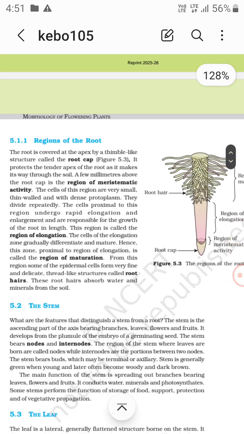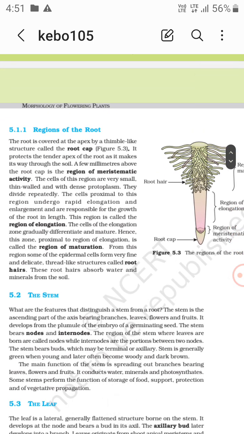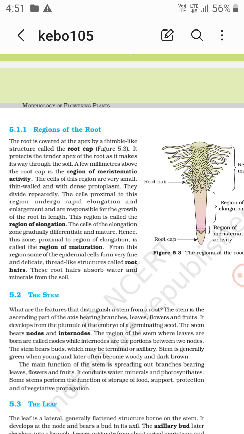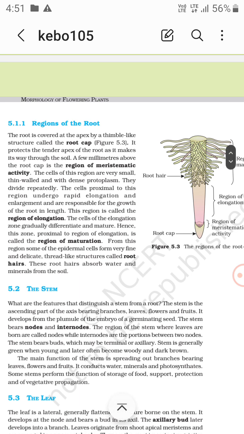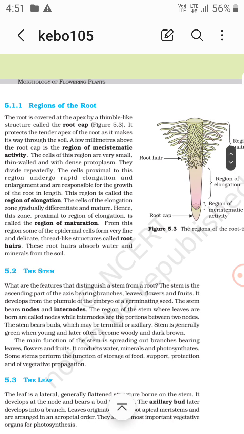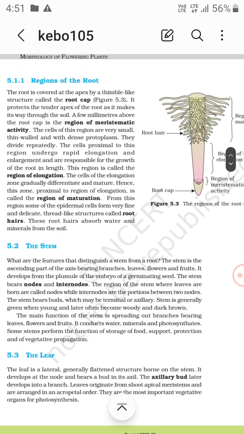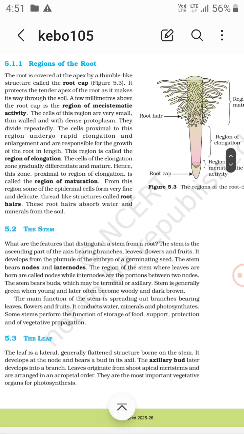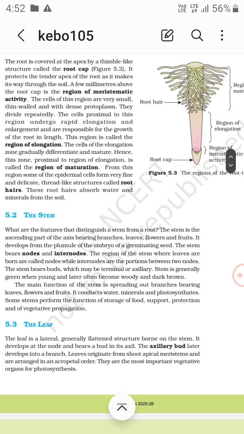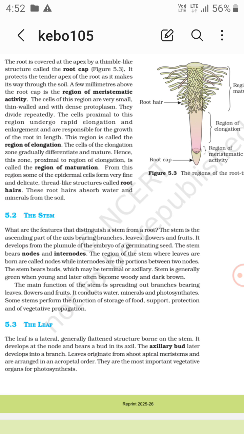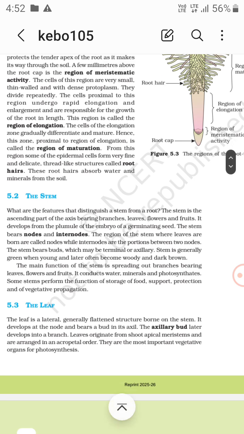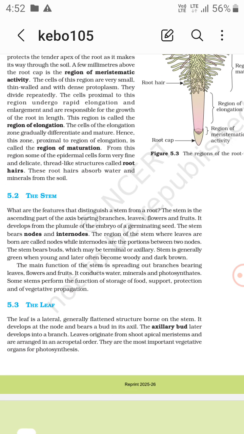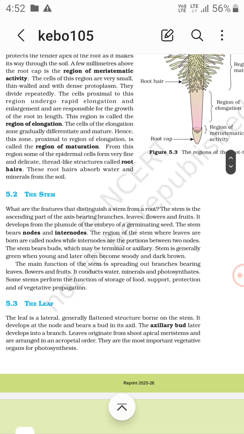Okay, now regions of the root. The thimble-like structure is the root cap, and a few millimeters above the root cap is the region of meristematic activity. The cells of this region are very small, thin-walled with dense protoplasm. They divide repeatedly. Cells proximal to this region undergo rapid elongation and enlargement and are responsible for the growth of the root. This is the region of elongation.